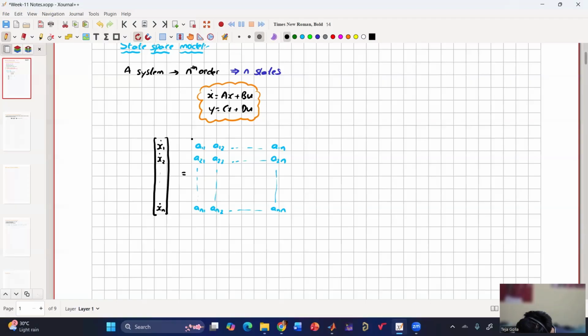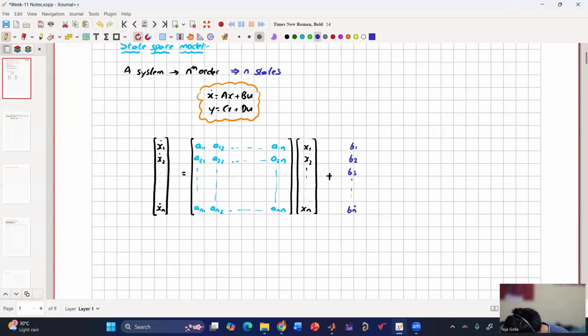Okay, so this is the A matrix that we'll obtain, multiplied again by X. So it is the state vector x1, x2 up to xn. Plus again we have a B matrix. If it is a single input, we'll have one column in B. If the inputs are M, then we'll have M such columns. Currently I'm considering a single input, so it will have one column B1, B2, B3 up to Bn, multiplied by the single input.